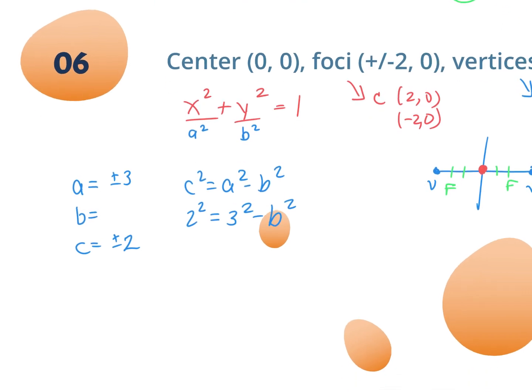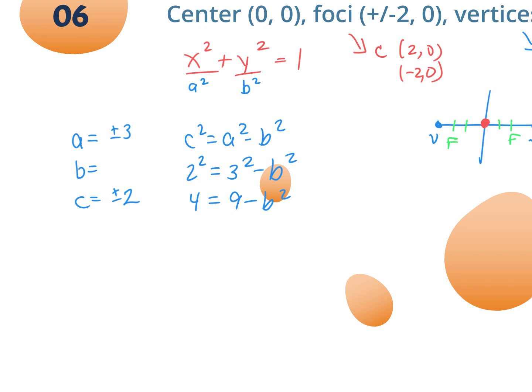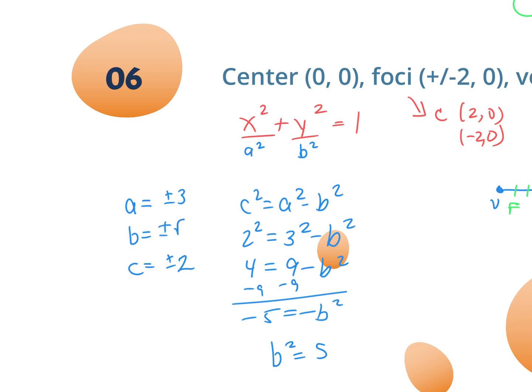Everybody with me? What's 2 squared? 4 equals 9 minus b squared. Subtract 9 from both sides. Negative 5 equals negative b squared. Do you guys agree with me that b squared equals 5? And then take the square root, so that your b value is plus minus square root 5.